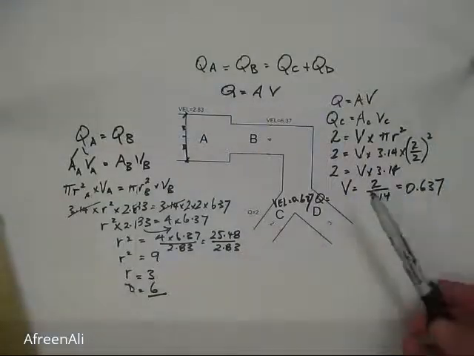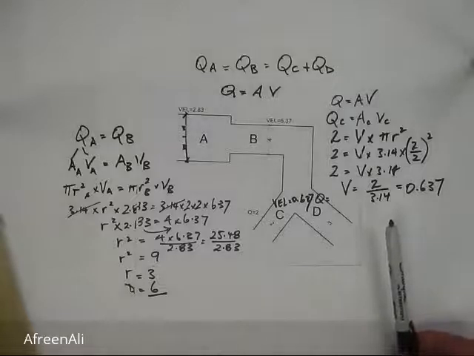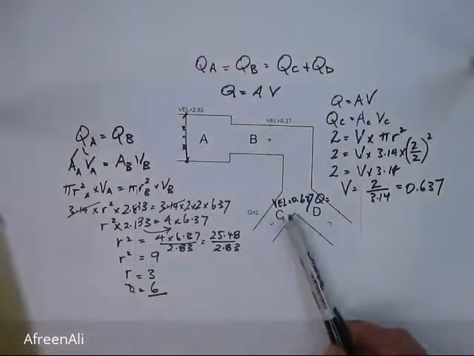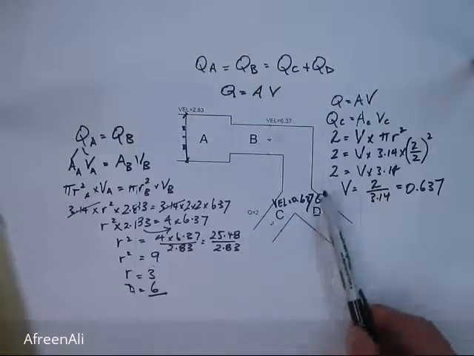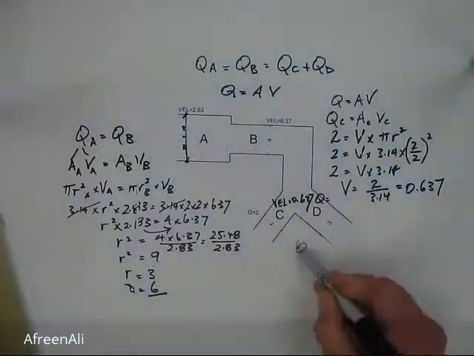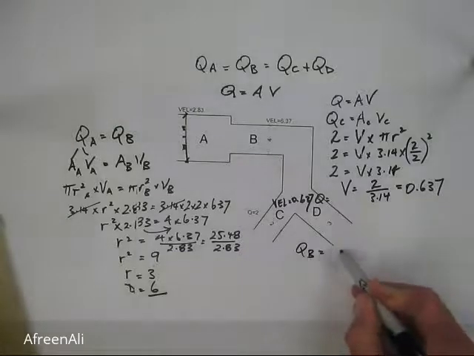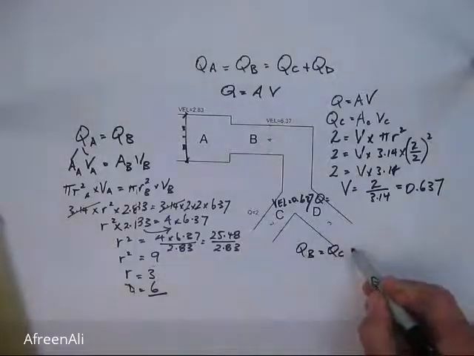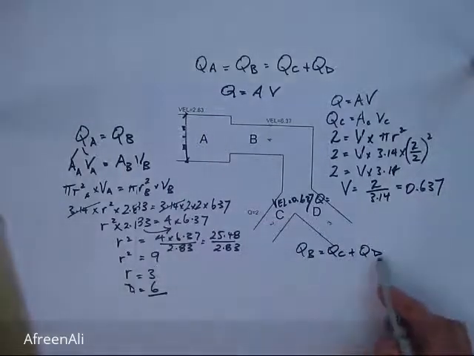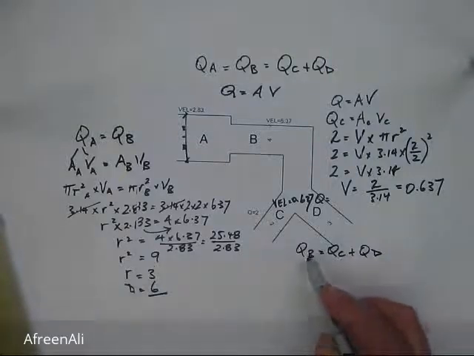Our final calculation is to determine the flow rate at D. And we know that the combined flow rate of the pipes at C and D equals the flow rate at B. So we can write the flow rate at B equals the flow rate at C plus the flow rate at D. So QB equals QC plus QD. The sum of the flow rates at C and D is the flow rate at B.